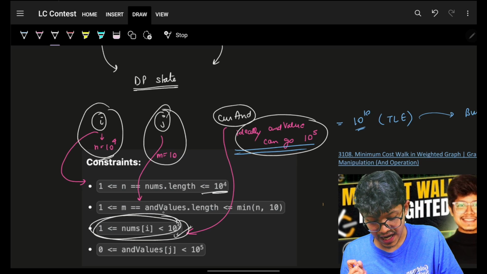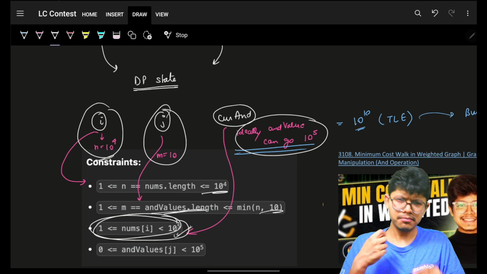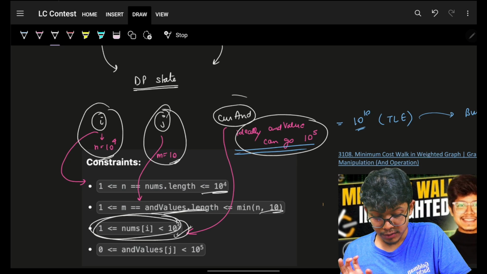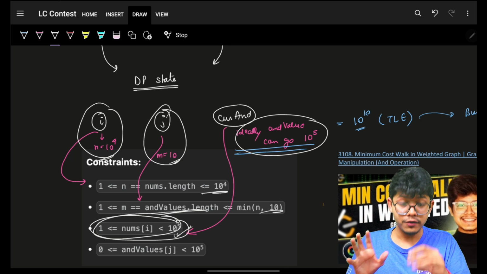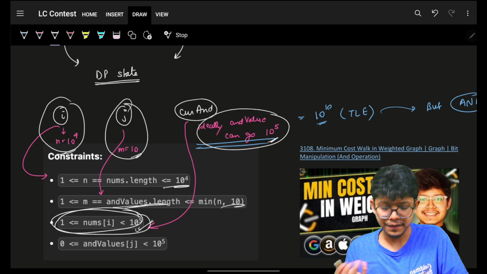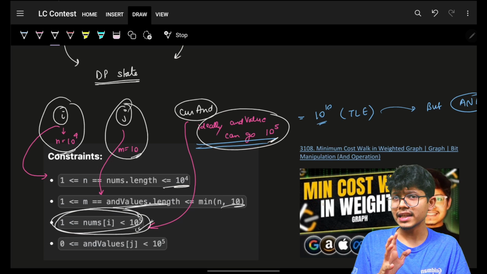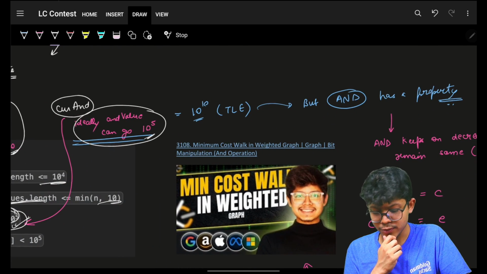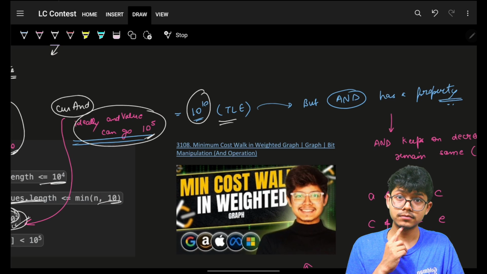Your J, which is the nums values array, is a maximum of 10. But your AND value, which is the current AND value you were actually thinking about, you said by yourself that it will be 1e5. If that is the case, then 10 times 1e5 will actually give you TLE.